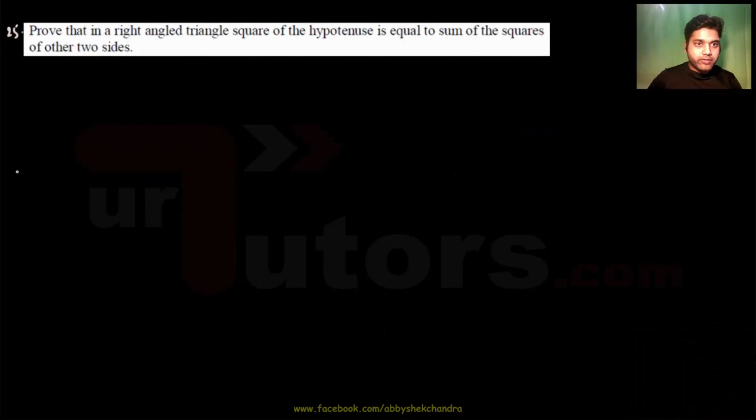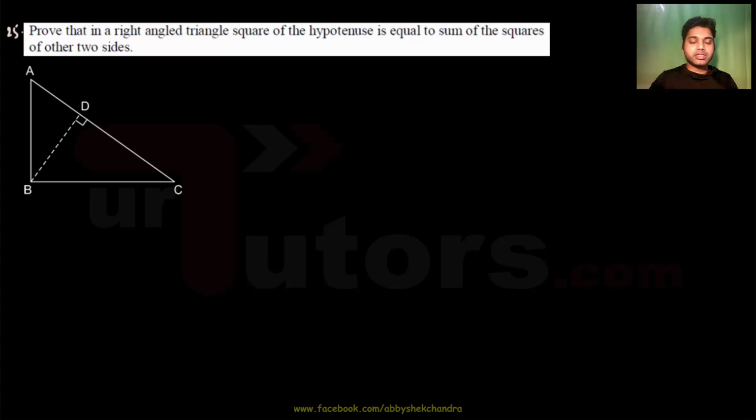Next question is question 25. Prove that in a right angle triangle, square of the hypotenuse is equal to the sum of the squares of the other two sides. So this is basically proving Pythagoras theorem. For this, we'll take a right angle triangle ABC, right angle at B, and we'll drop a perpendicular from B on AC at D. So this angle will also be 90 degrees. Now what do we have to prove? We have to prove that AB square plus BC square equal to AC square.